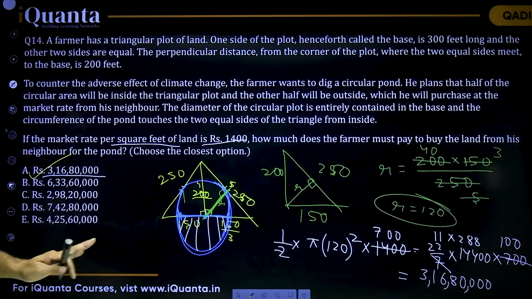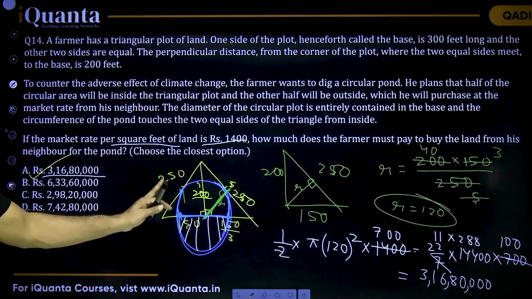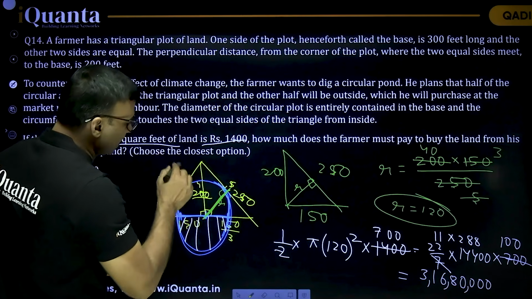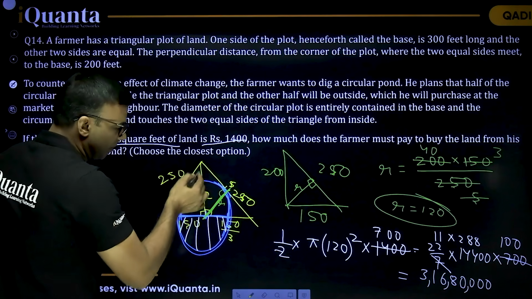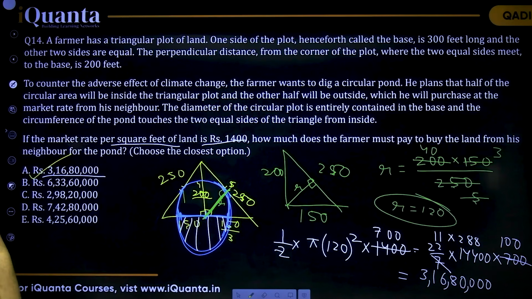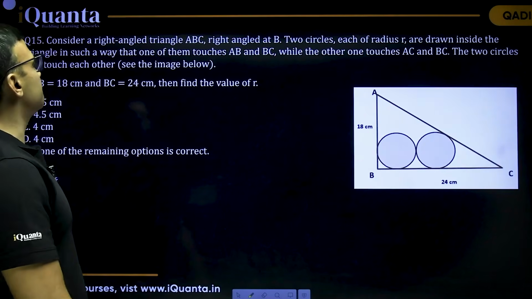Right? So just calculate carefully. Try to visualize the situation. It's a very normal, very simple question. The only thing important was in the beginning itself: these two sides are equal. So when you drop a perpendicular, it will divide the opposite side into two equal parts, right? So the answer is 3 crores 16,80,000 rupees.